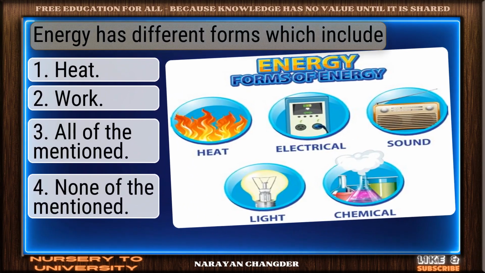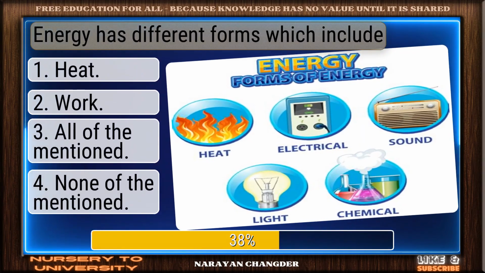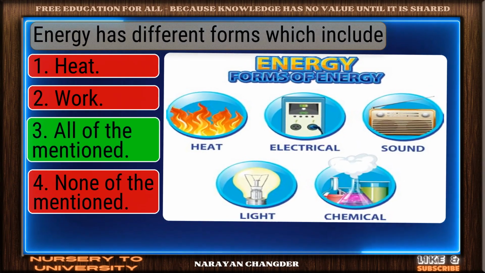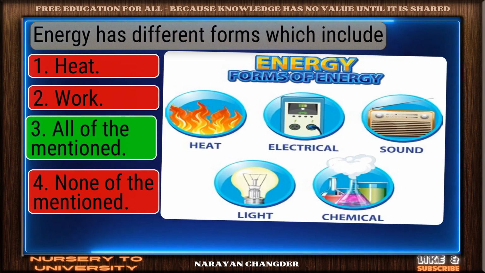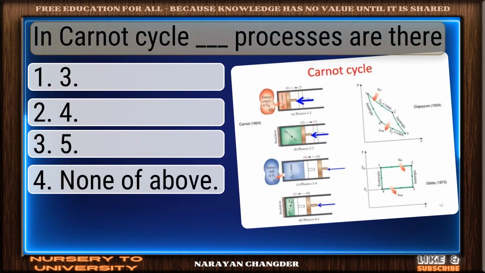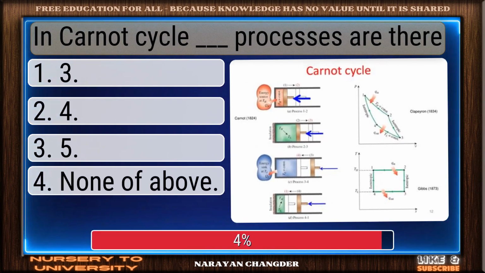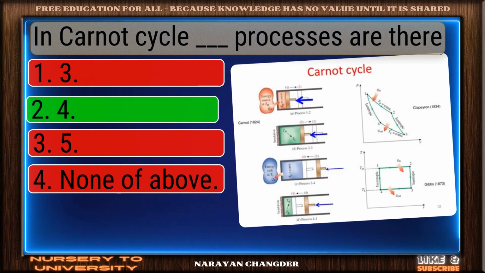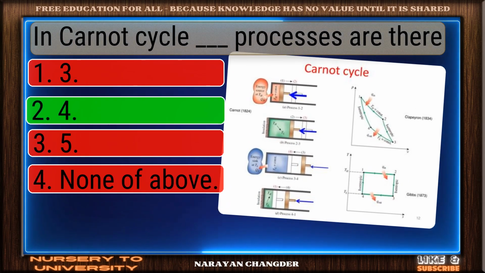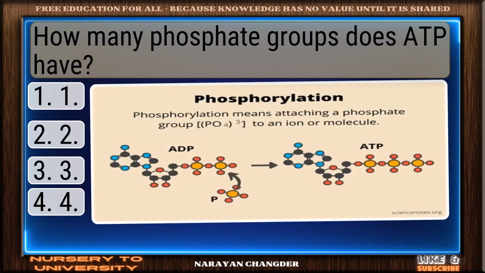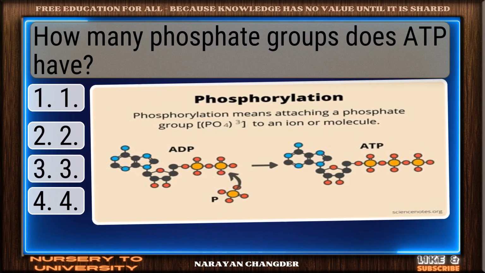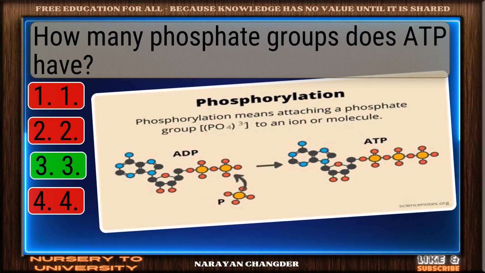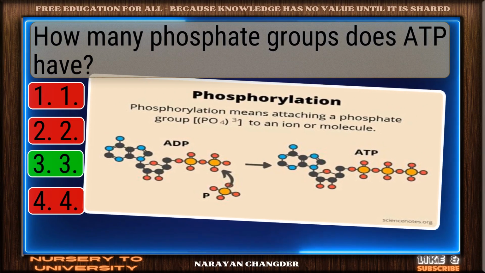Energy has different forms which include. Excellent choice. All of the mentioned is the right answer. In the Carnot cycle, dash processes are there. Correct response. 4 is the most accurate answer. How many phosphate groups does ATP have? Sharp thinking. 3 is the right choice.